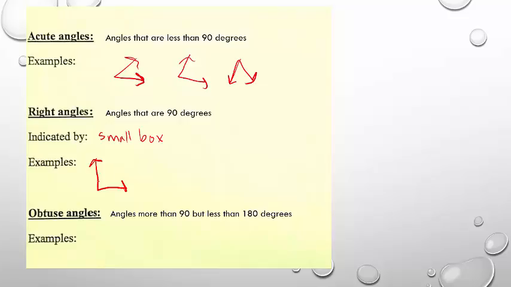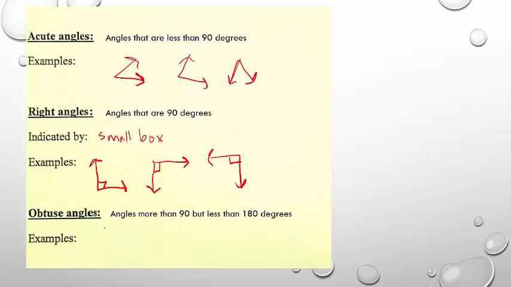So we have to look for this little symbol. That symbol means it is exactly 90 degrees. So if you draw a right angle, it must have the small box in it. Or if you're deciding that an angle is 90 degrees, if it doesn't have the box, it's not 90. So there you can see some angles.